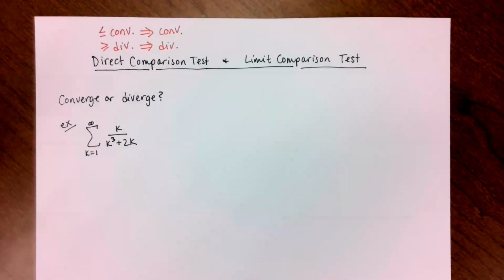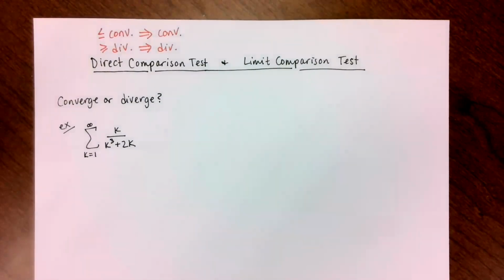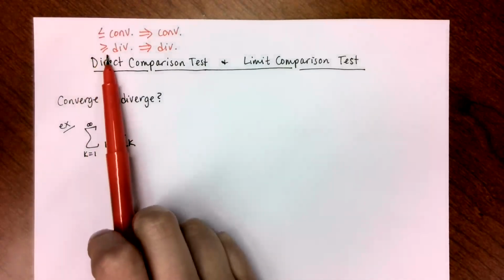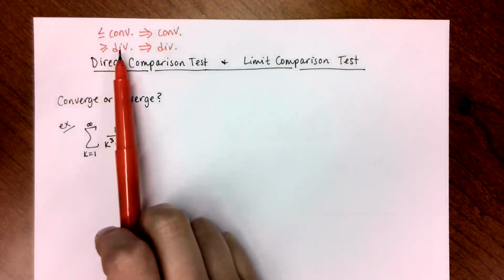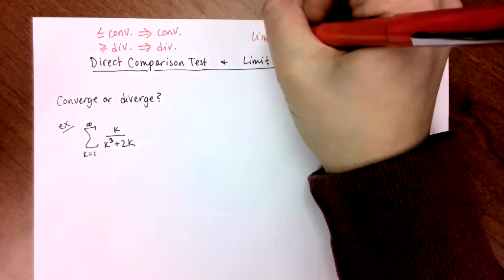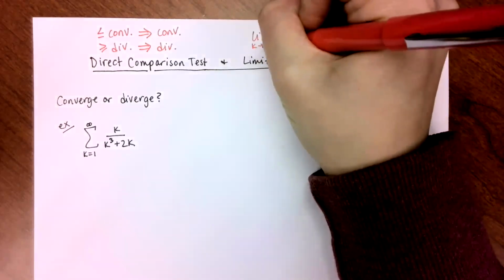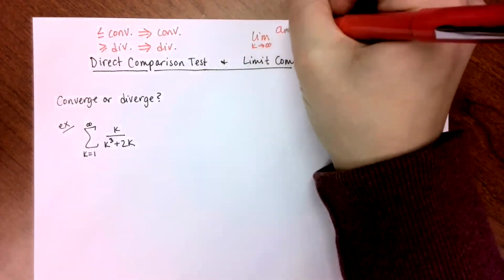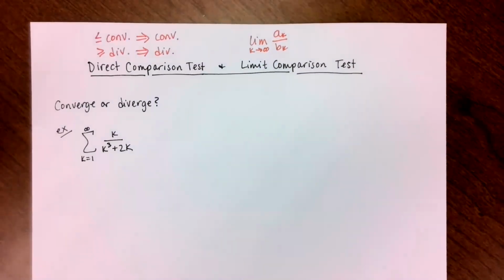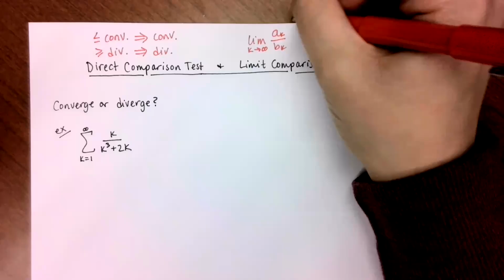The limit comparison test answers the same question, which is just, does this series converge or diverge? But instead of having you do a less than or greater than comparison to something that you know converges or diverges, you still pick something to compare it to, but you compute the limit as k, or whatever the letter is, goes to infinity of your terms over the other terms. And if this limit doesn't exist, then the test is off.